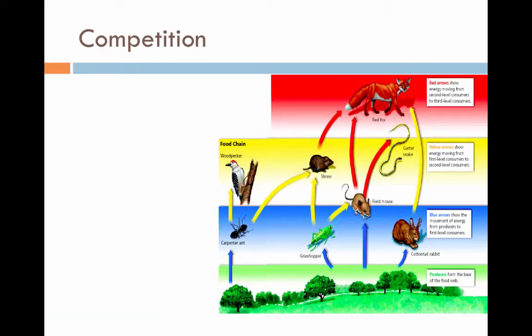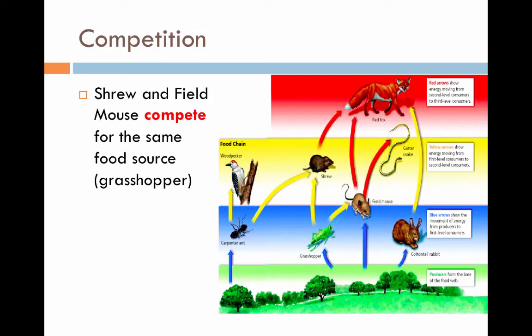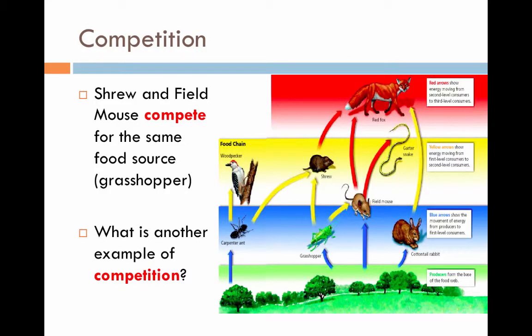Another type of relationship is competition. For example, the shrew and the field mouse compete for the same food source. They both eat grasshoppers. Therefore, the shrew and the field mouse are in competition with each other.